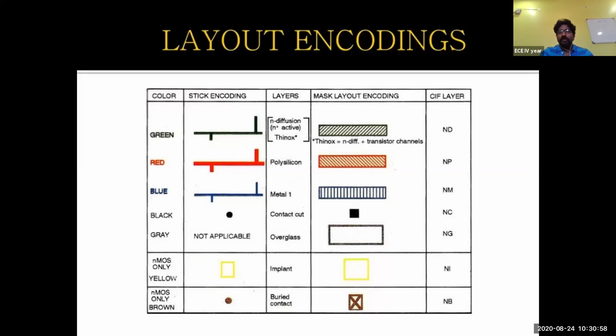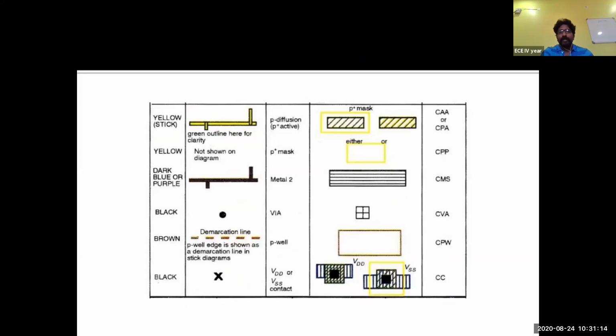So these are the few layers, and you can see the layout masking and also the stick diagram masking of those different layers, which are mentioned in this particular figure. So this is regarding the stick diagram and layout encodings. In this particular figure, we can see the yellow stick diagram here, which is used for the P diffusion, and the masking has been done. Different kinds of masking, and metal layers, metal 1 and metal 2, have been used. Different kinds of contact cuts. You can see here how the VDD and ground contacts have to be done.